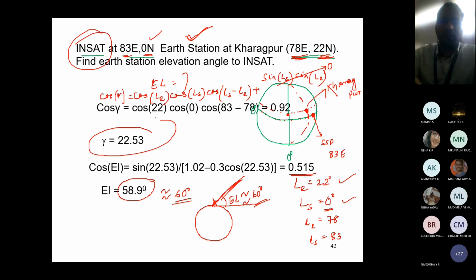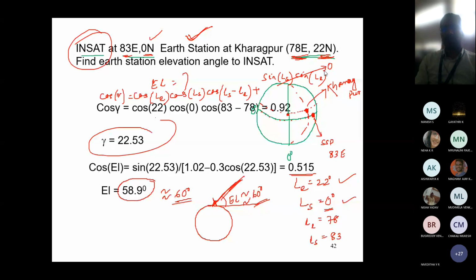So this is what we have calculated: the range and the elevation angle. We should be able to get some concept of why the DTH antenna is facing towards the south, and if it is facing south, what the elevation angle should be. That means how much we should bend the DTH antenna so that we can communicate properly.